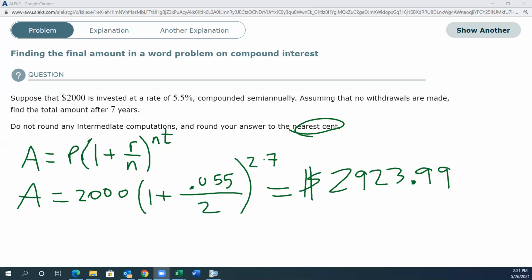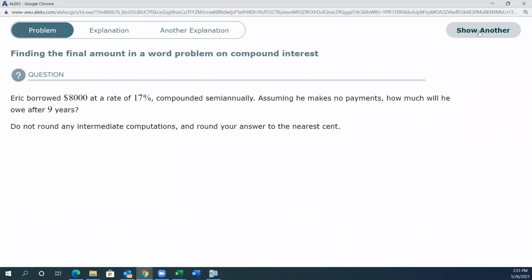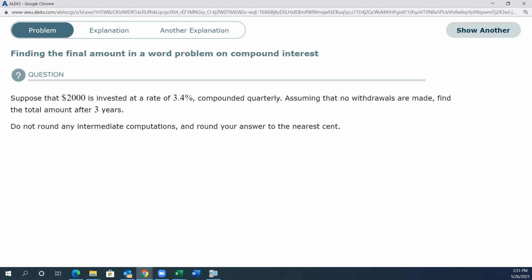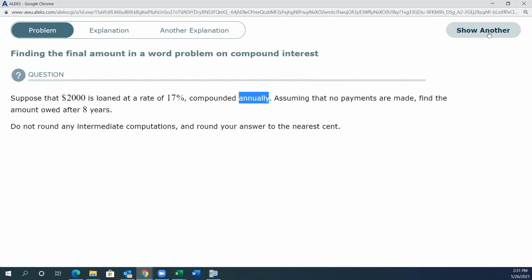Now, just real quick, what if the interest was compounded quarterly? Well, there are 4 quarters in anything: 4 quarters in a dollar, 4 quarters in a gas tank. If something's divided into quarters, there are 4 parts. So n would be 4. Annually means once a year, so n is 1. Hey, I planted my annuals, my flowers, and they come up once a year.